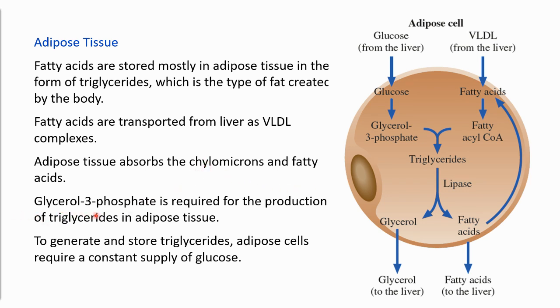Usually, the glycerol 3 phosphate is required for the production of triglycerides in adipose tissue. To generate and store the glycerides, adipose cells require a constant supply of glucose. So usually, it's the glucose that would help in the production of glycerol 3 phosphate before it becomes triglyceride. Okay? So once it forms triglycerides, pwede siyang maging glycerol formation or pwede siyang maging a fatty acid. Okay? So both ways, it's still gonna end up with the liver.